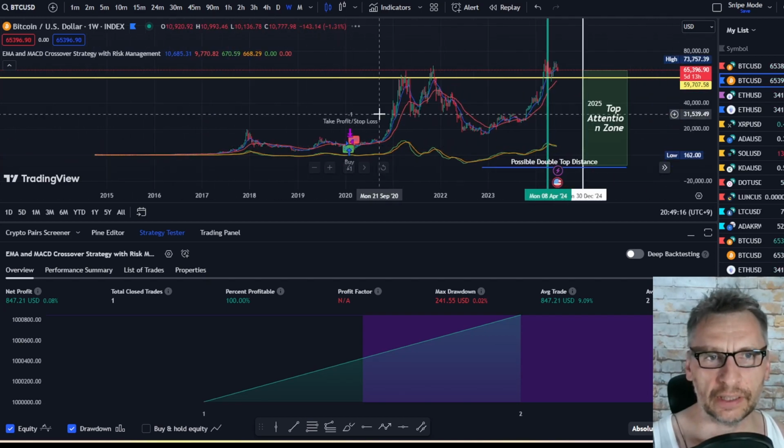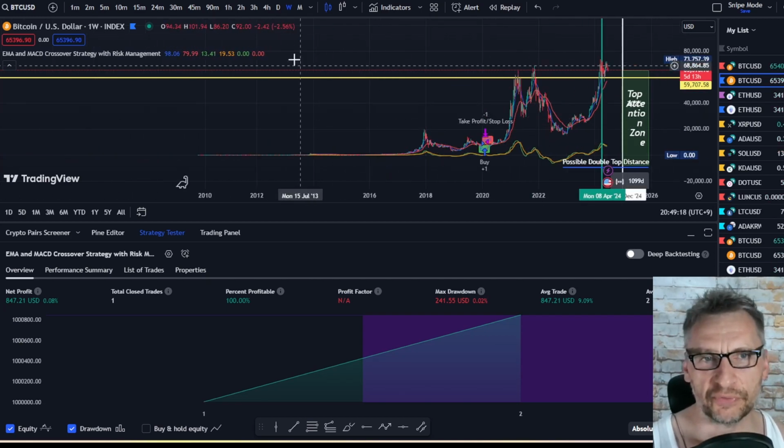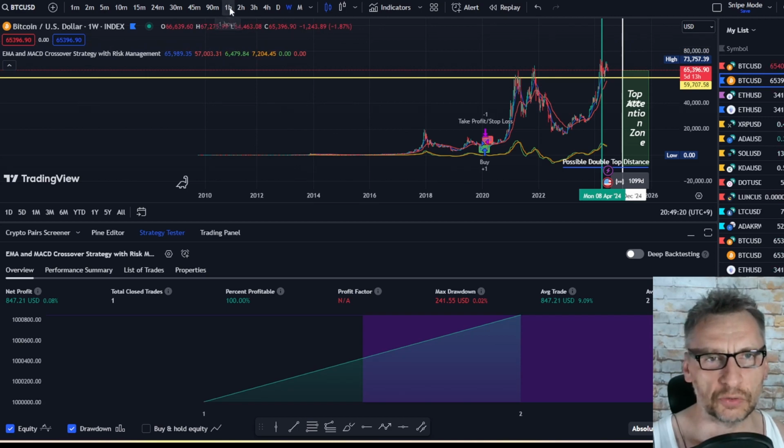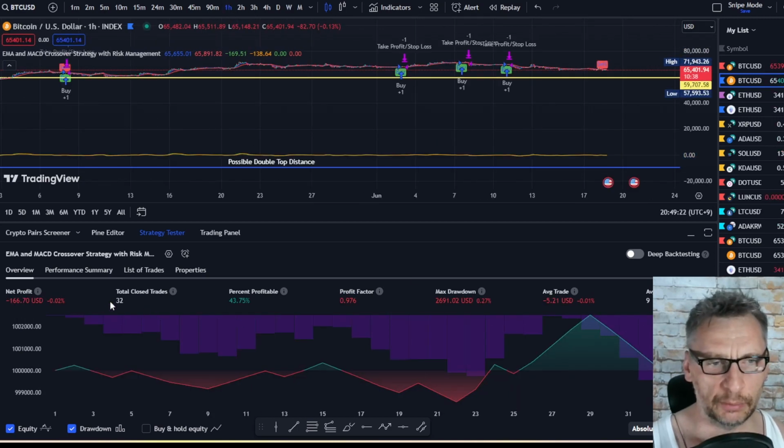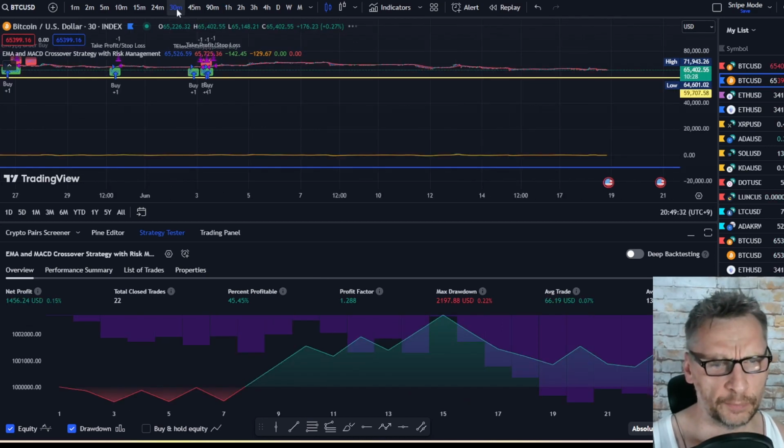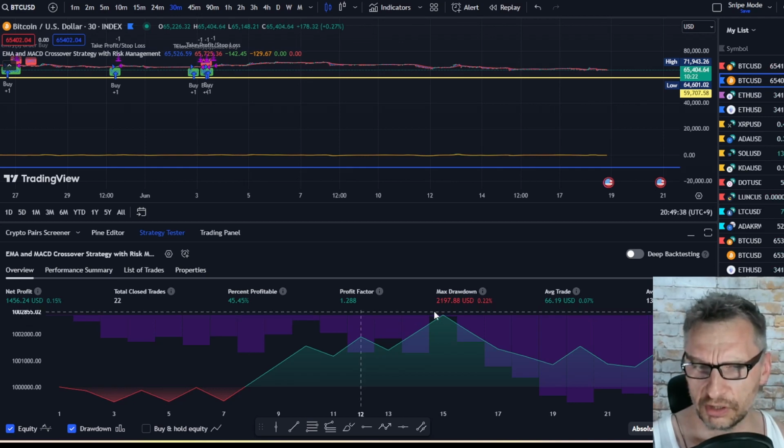So if you want to find out a better time frame, you simply need to switch the time frame. So let's go to the 1 hour chart, for example, and immediately you have 32 trades. And right now this is not looking too great. It's 43% profitable, so that's not too great. Let's go on the smaller time frame, 30 minutes. It's still 45% profitable, which is not great.